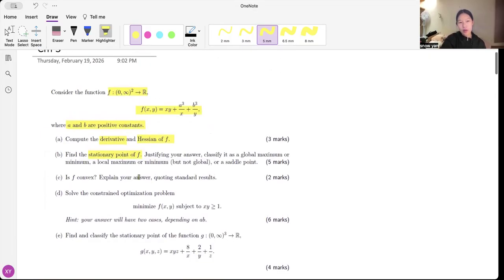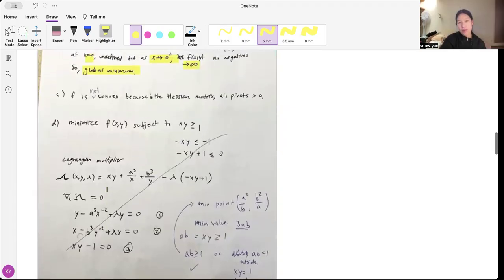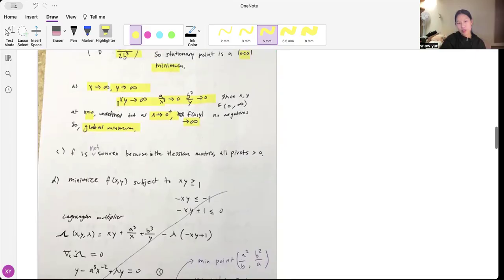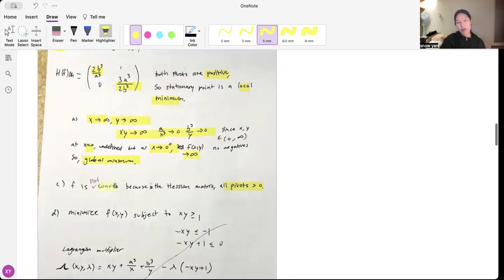And for part C, we're asked, is F convex? Explain your answers. Okay, so I got this question wrong. I thought it was convex because in the Hessian matrix, all the pivots were greater than 0. But I kind of just forgot the context that this Hessian matrix over here is just for one specific point, whereas in order for it to be convex, it has to be throughout the function, right? It's not just at one point.